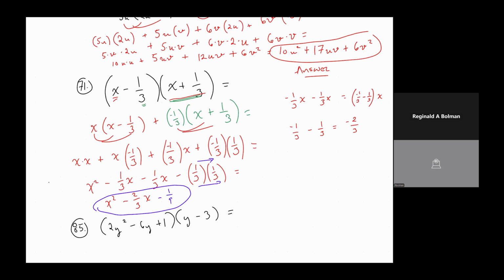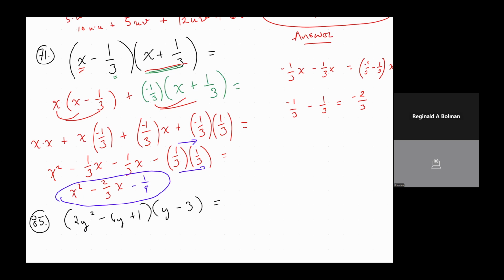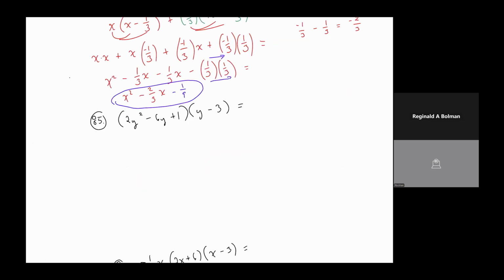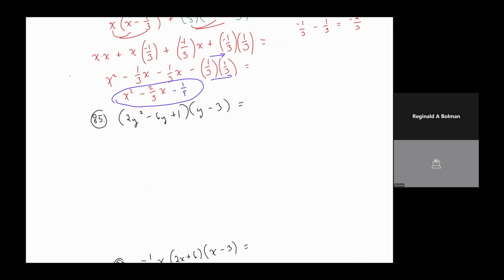So in this instance, you had an x and a negative 1/3. Both of those had to be multiplied with that x plus 1/3. But here in problem 85, we've got 2y squared minus 6y plus 1. So we have three quantities in our first set of parentheses. Each one of these quantities has to be multiplied in total with the second term. So you're going to take this 2y squared, you have to multiply it with y minus 3. And then, of course, we have to add to this your second term, negative 6y, that will also be multiplied against y minus 3, again, according to distribution law. And we've got to take 1 and multiply it with y minus 3.